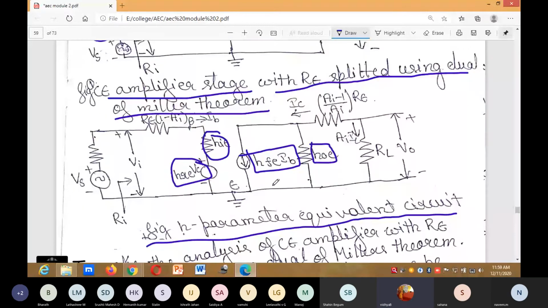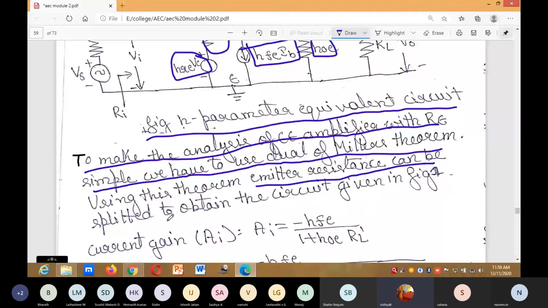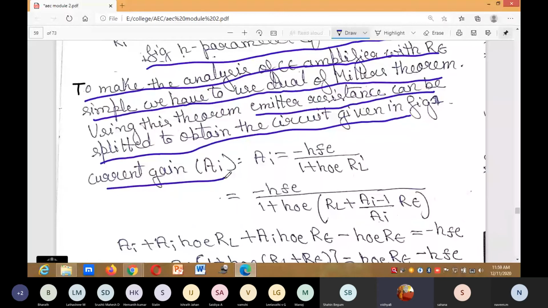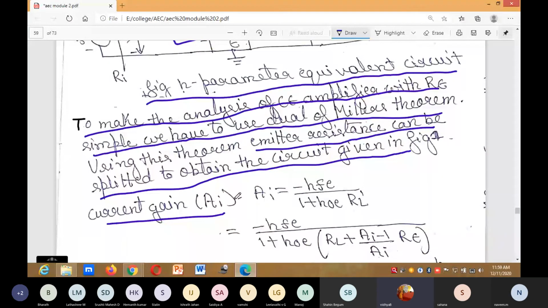To make the analysis of the CE amplifier with RE simple, we have to use the dual of Miller's theorem. Using this theorem, the emitter resistance can be splitted to obtain this circuit figure. From this equivalent circuit diagram, we need to find the equations, that is, the current gain. Usually we have solved current gain in so many derivations.